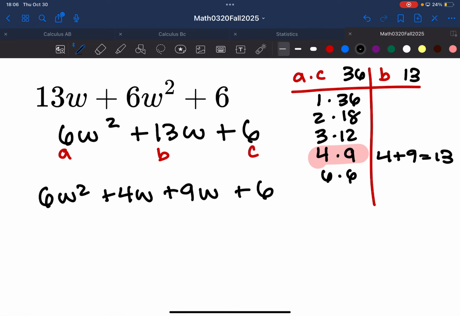Okay, so the very first thing that you guys should have done was, of course, put it in order. So I moved it to be 6w squared plus 13w plus 6. We multiplied our A times C to get 36 and found that 4 and 9, when we add them, will give us 13. Okay, so what's our next step from here?